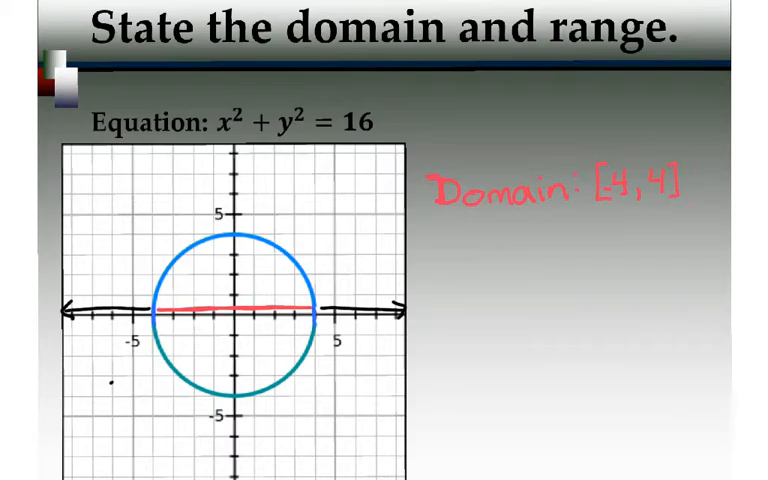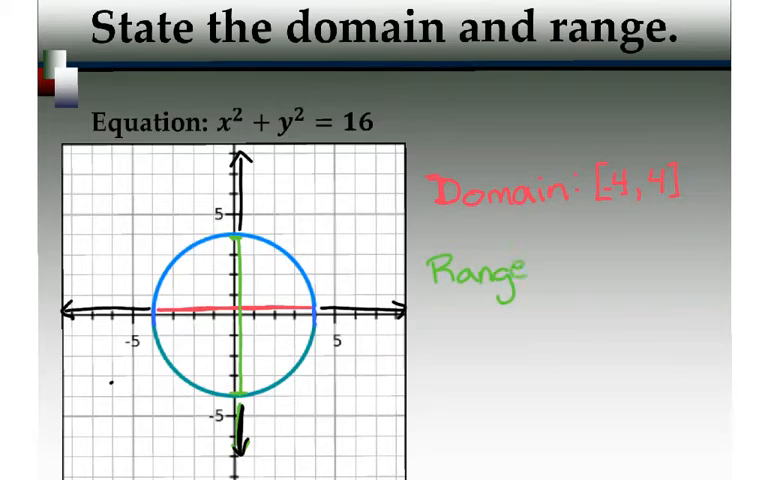That is the domain. And the range is very similar for circles. Again, there is nothing below this point right here. I'll draw it in black. And there's nothing above this. Your entire graph of your equation here, the range of it is in between, again, -4 and 4.